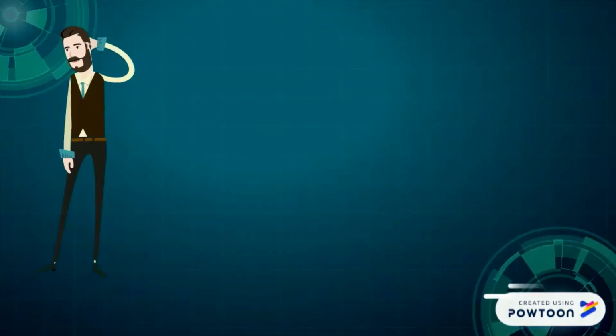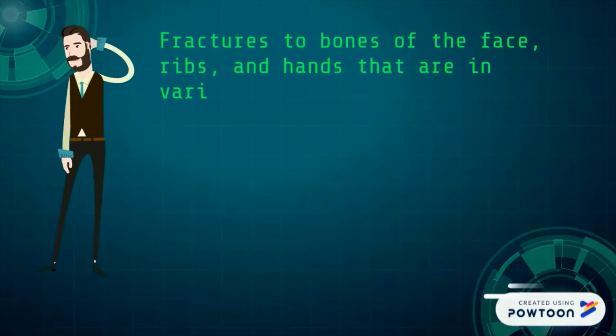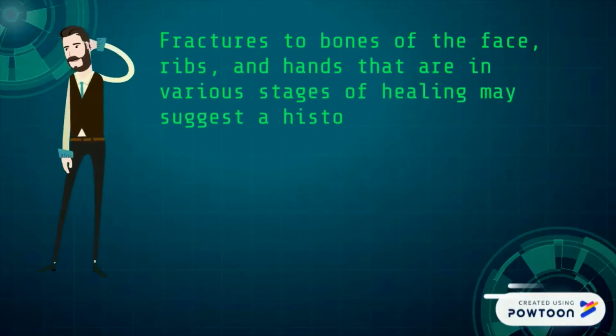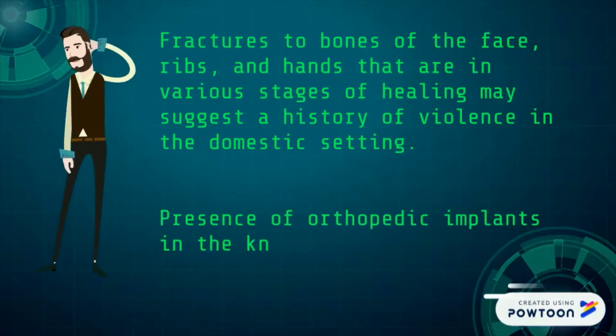For example, fractures to bones of the face, ribs, and hands that are in various stages of healing may suggest a history of violence in the domestic setting, while the presence of orthopedic implants in the knee may have resulted from sports-related injuries.